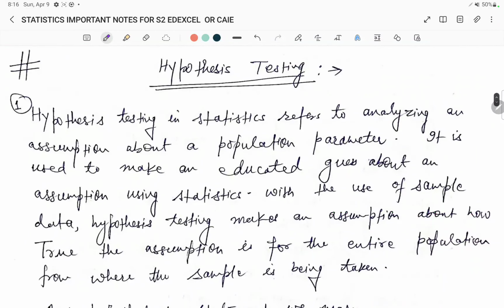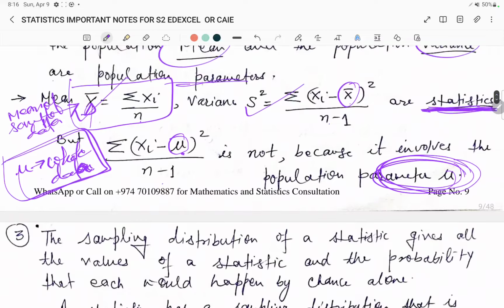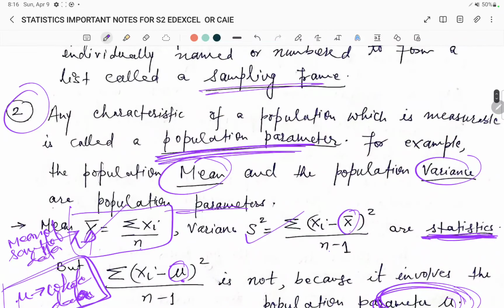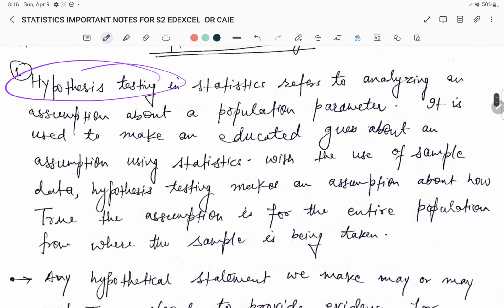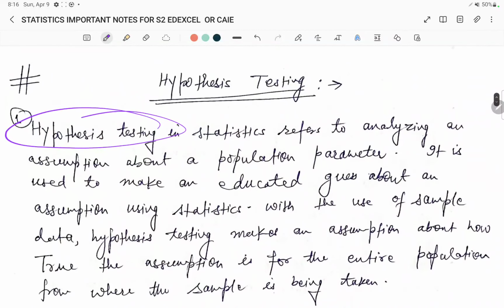Hypothesis testing. First of all, hypothesis testing is done on statistics, not on the population parameter. We will check for the population parameter whether it is valid or not. So hypothesis testing is basically tested on statistics, which are based on samples, and then we will generalize whether this result is valid for the whole data or not. We will see later.